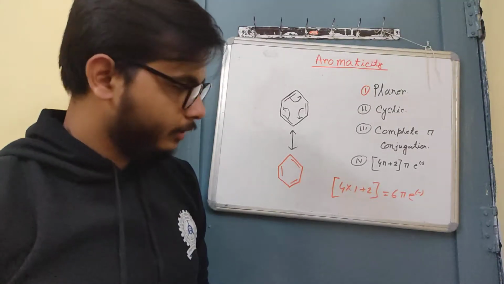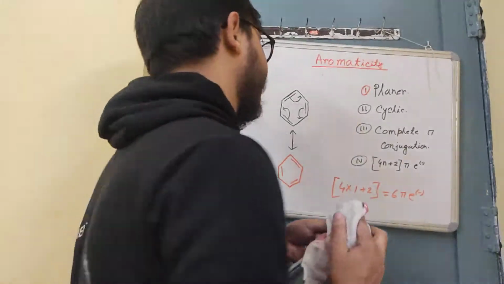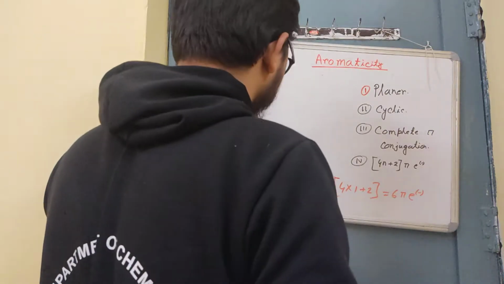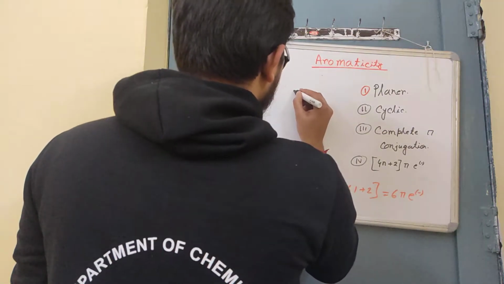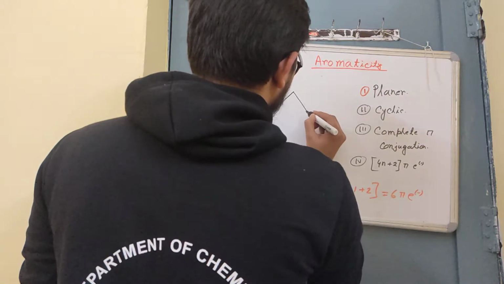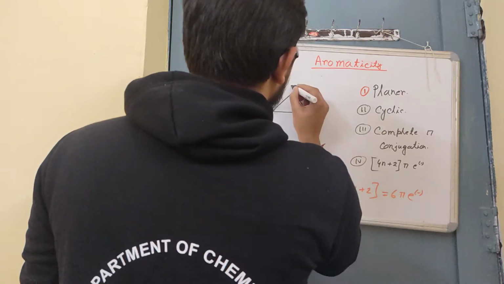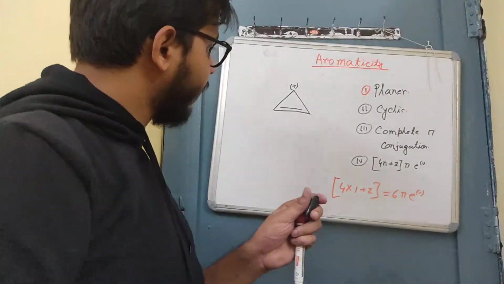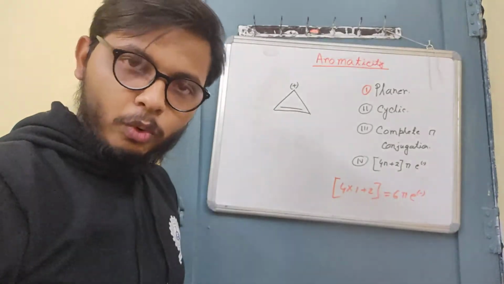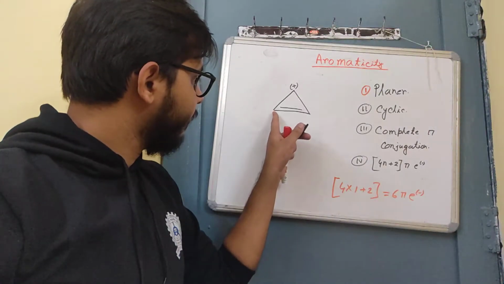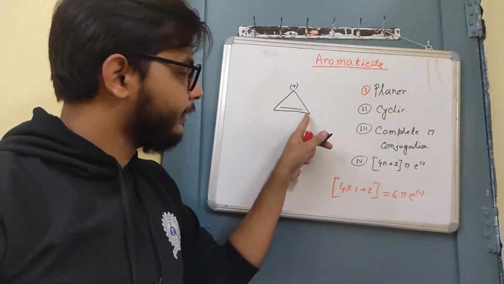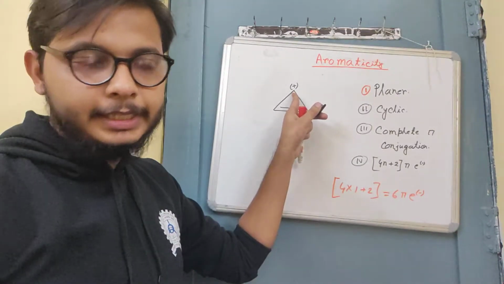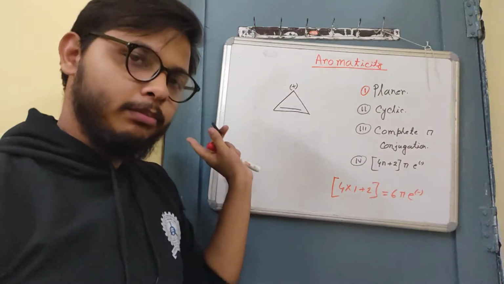Okay. Now go for another example. This is a carbocation, right? This molecule is planar. Why is this molecule planar? Because this is an sp2 hybridized carbon, this is an sp2 hybridized carbon, and here is a carbocation. Carbocation is sp2 hybridized. That means this molecule is planar.